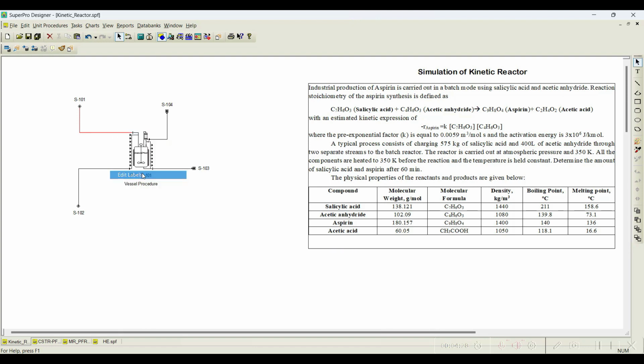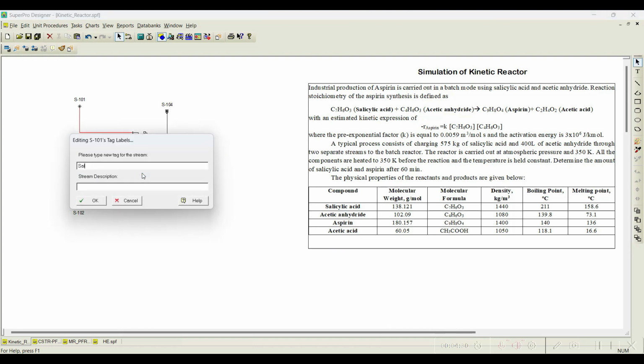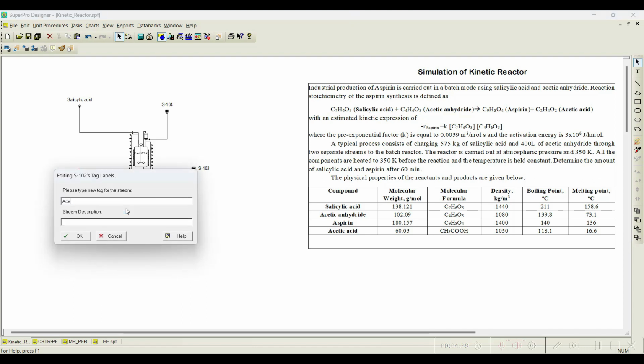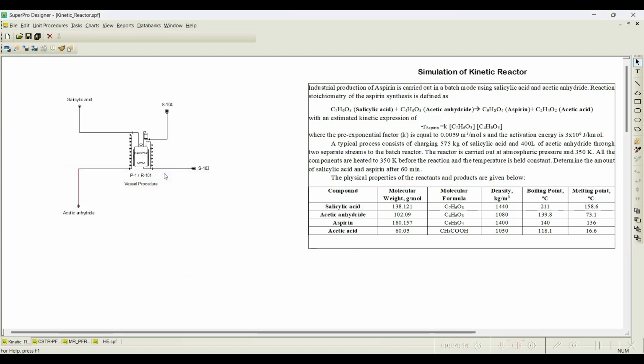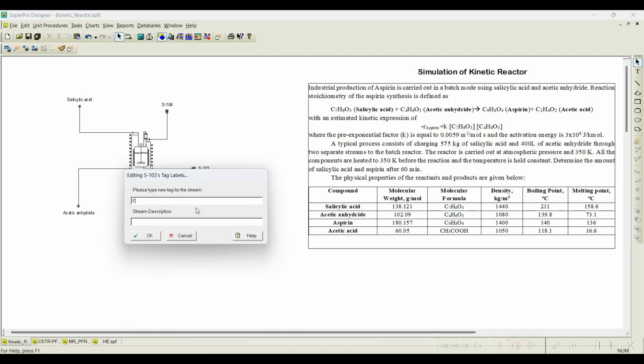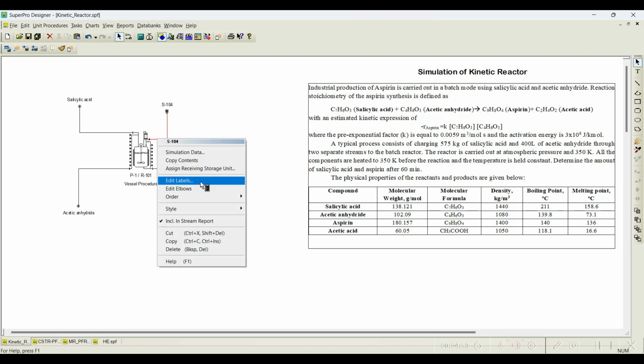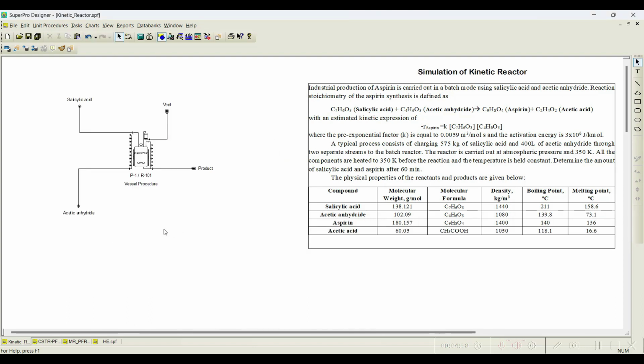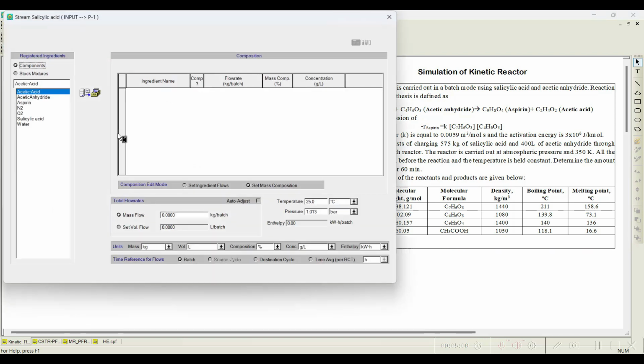So we can rename these particular streams. I'll name this one salicylic acid, and this particular stream acetic anhydride. And this we'll name product, and this is by default the vent stream. Go. So let us initiate the salicylic acid stream.